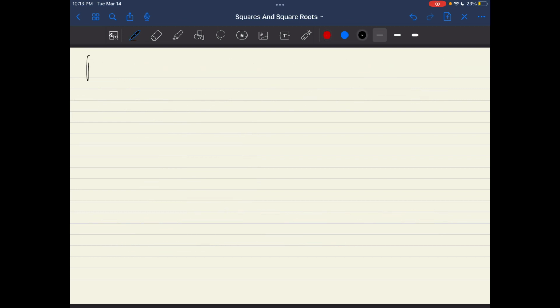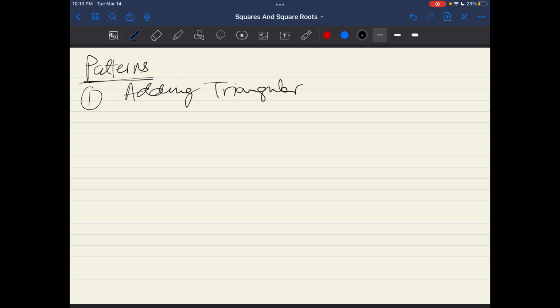Now let's look at some more patterns. Let's look at adding triangular numbers. What do I mean when I say adding triangular numbers? You'll see just in a bit. So when I say 1, this is just 1, right?